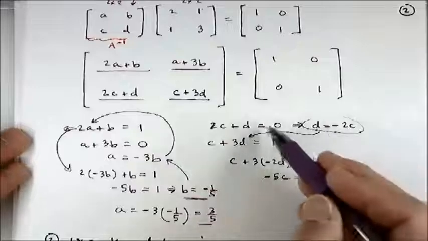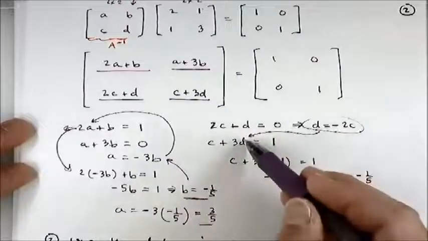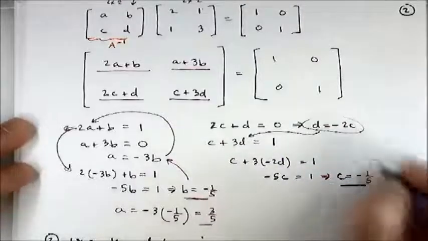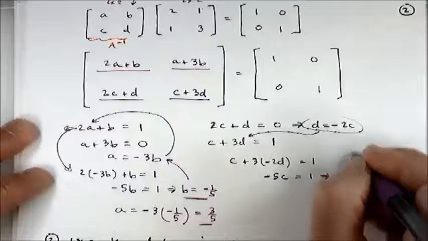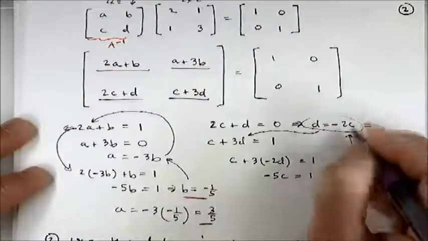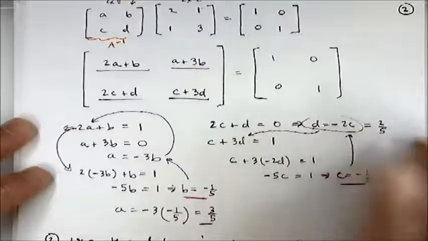So I solved D equals negative 2C. See, this isn't the only way to solve it, obviously. Plugged it into my second equation. That gave me negative 5C equals 1. C equals negative 1/5. And if I just put that right back into here, I can see that D is equal to negative 2 times negative 1/5. D is equal to positive 2/5.